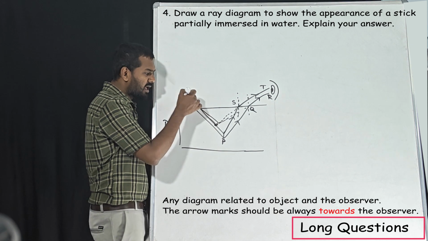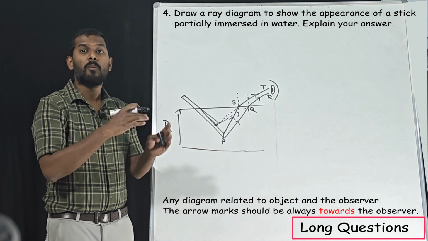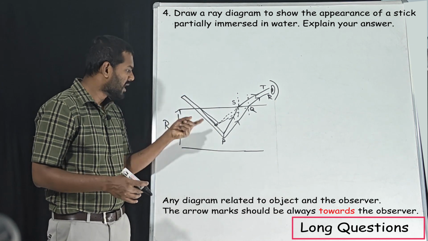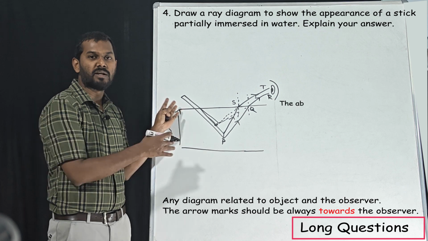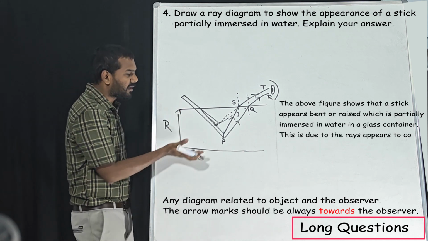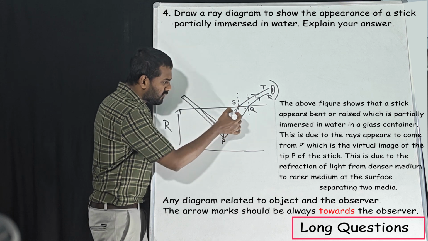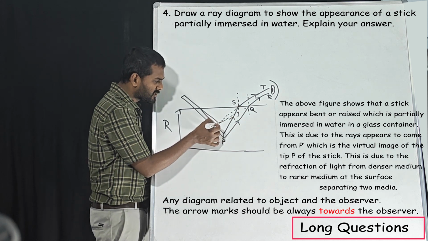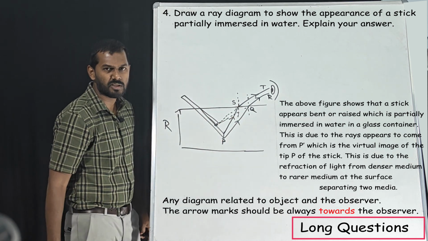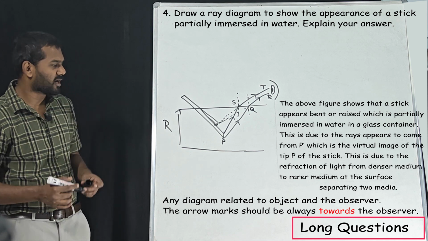wherever these points are meeting, there we see it as bent. There we are going to see the stick, whenever it is immersed, appear to be bent or appear to be raised a little bit. If you extend these two lines, wherever these 2 points are meeting, there we are going to see the stick. So this is the diagram.